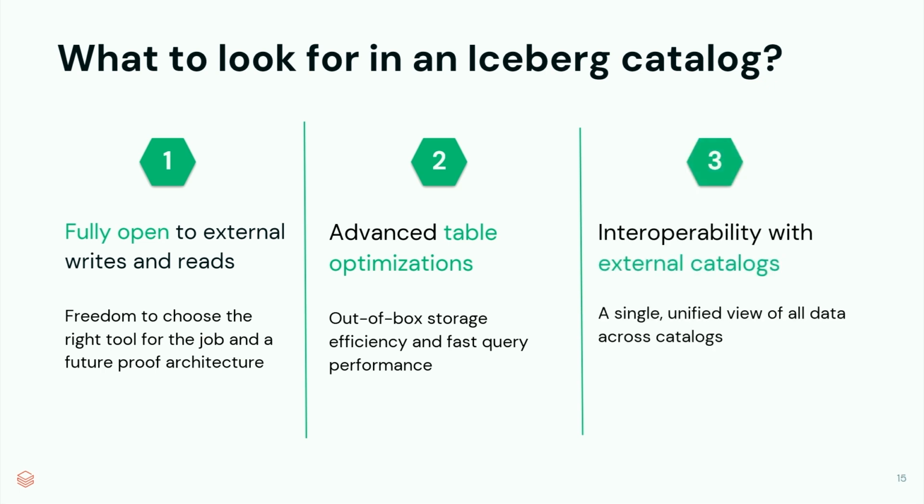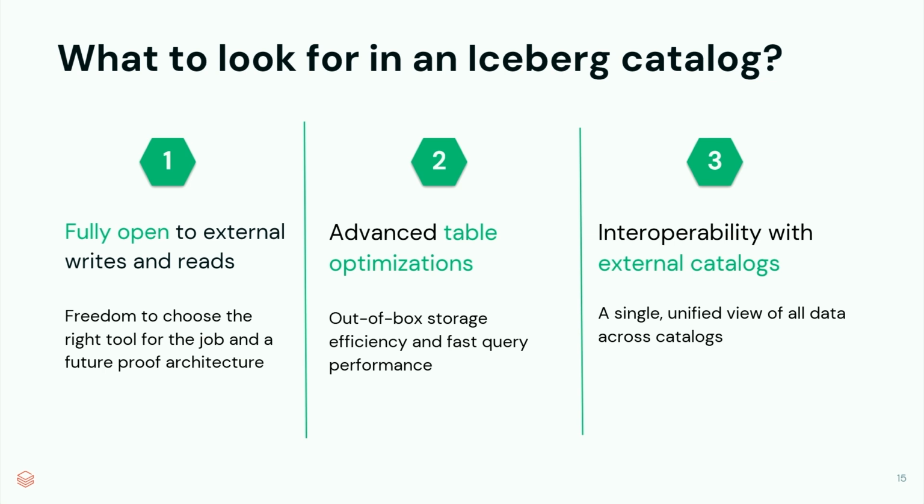Lastly, there's interoperability with external catalogs. This is particularly important because of how the ecosystem has evolved over time. What we've seen is that a lot of different platforms actually require using their catalog. So for instance, if I want to write with Athena, I need to use Glue Catalog. This results in architectures in which you usually have multiple catalogs at play.